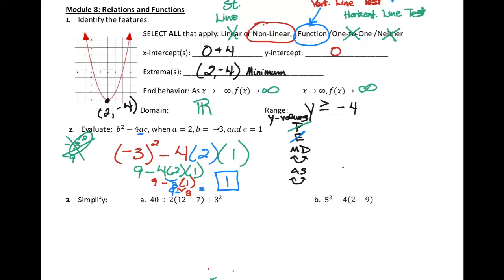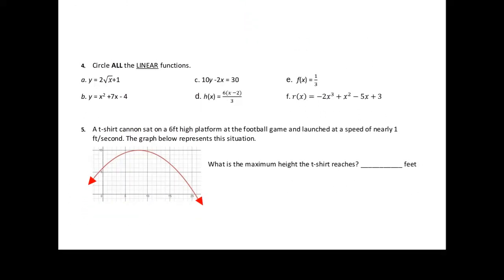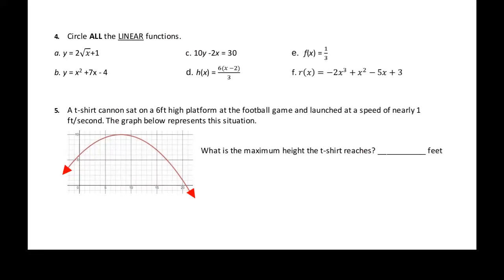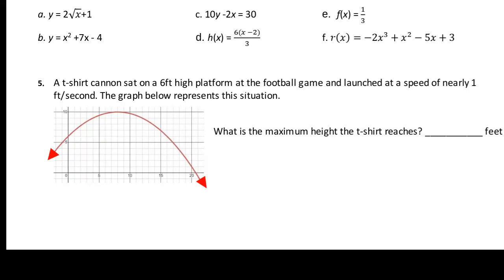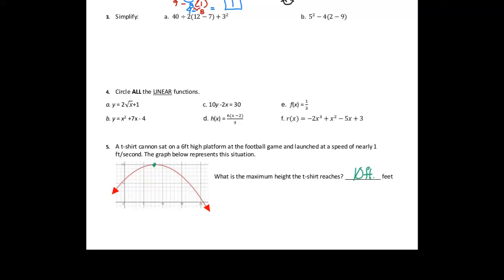All right, what other questions do you have from Chapter 8? While you're thinking about that, let's take a look quickly at number 5. What's the maximum height the t-shirt reaches? 10 feet. Yes, that would be right here. So it's not where it starts, it's what the highest point is.